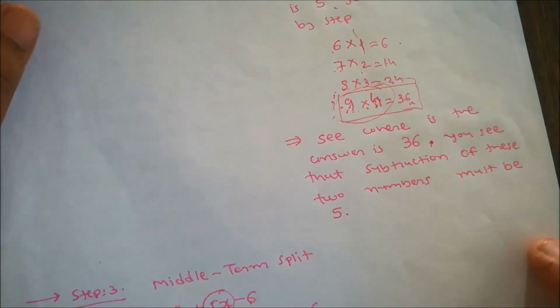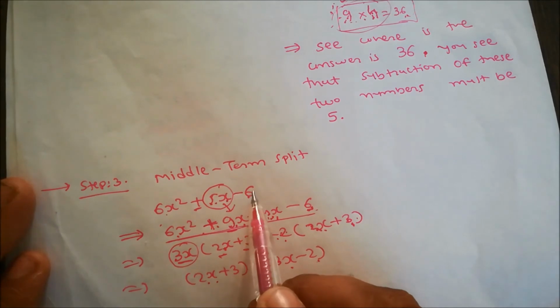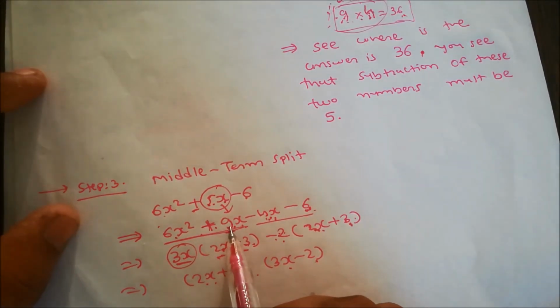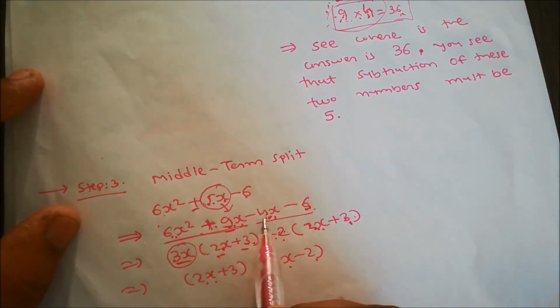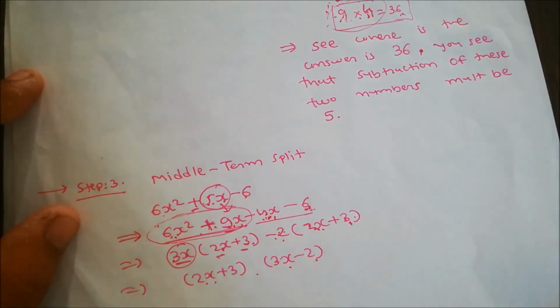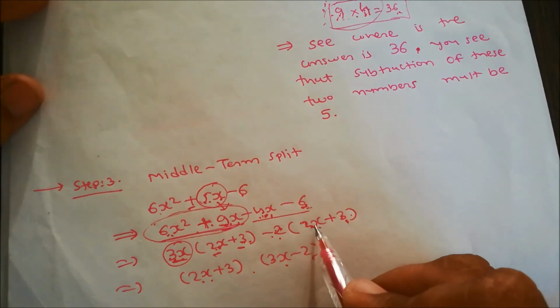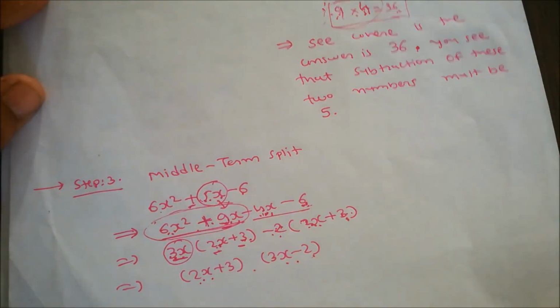And in step number 3, middle term split. So 6x square plus 5x minus 6, that is the given quadratic equation. So middle term split, that's why we put here plus 9x minus 4x. So 6x square plus 9x minus 4x minus 6. So from first two terms we common 3x. So 3x common, in bracket 2x plus 3, minus 2 common, so in bracket 2x plus 3. So 2x plus 3 and 3x minus 2 are the factors of this given quadratic equation.